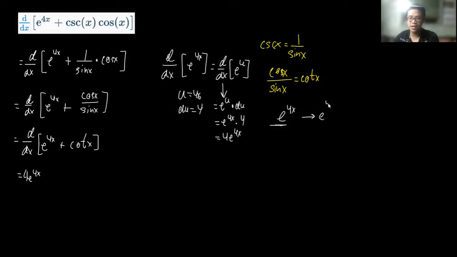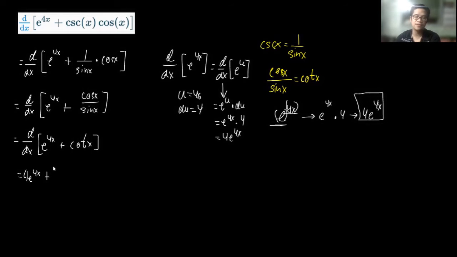Again, copy the input 4x. Then times the derivative of the inner part, which is your 4x. So what's the derivative of 4x? Just 4. So therefore, you have 4 times e raised to 4x. Basically, derive first the outer, then derive the inner, and then combine them together. You have 4 times e raised to 4x.